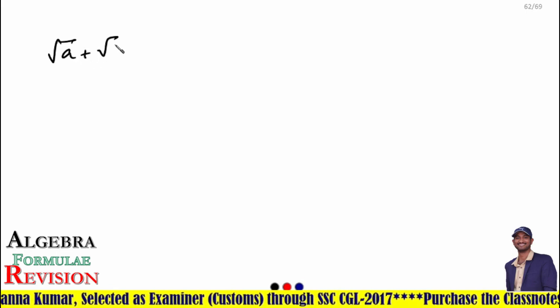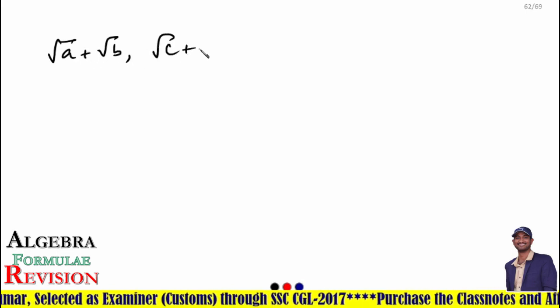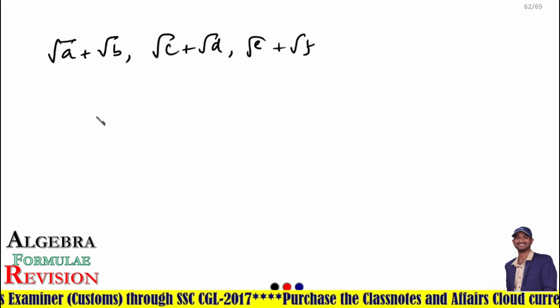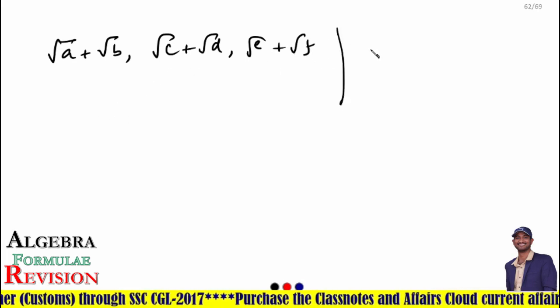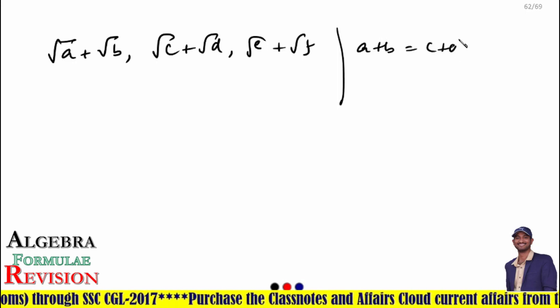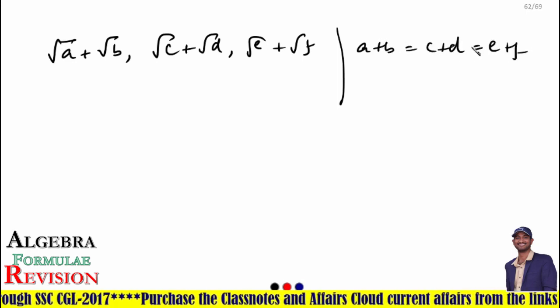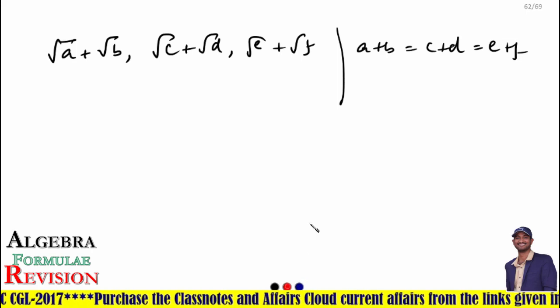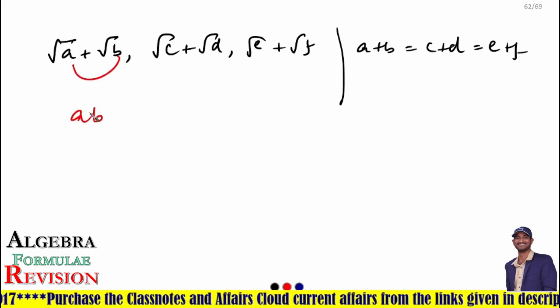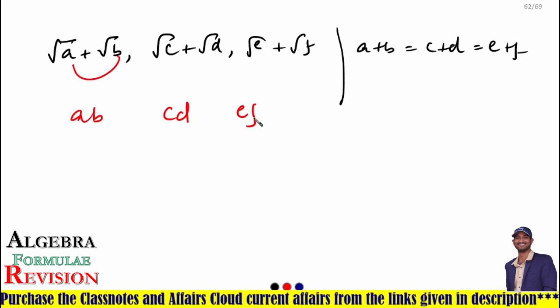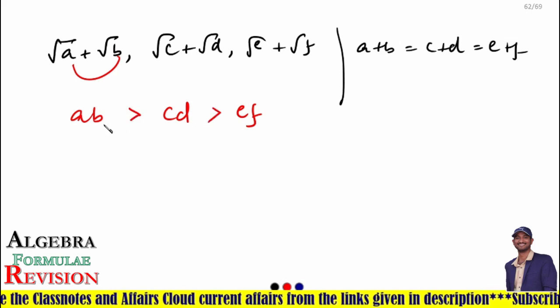Suppose there are three surds, with the sum of the surds given as root A plus root B, root C plus root D, and root E plus root F. Three surds. And there is a condition given that A plus B, C plus D, and E plus F are equal. Okay.